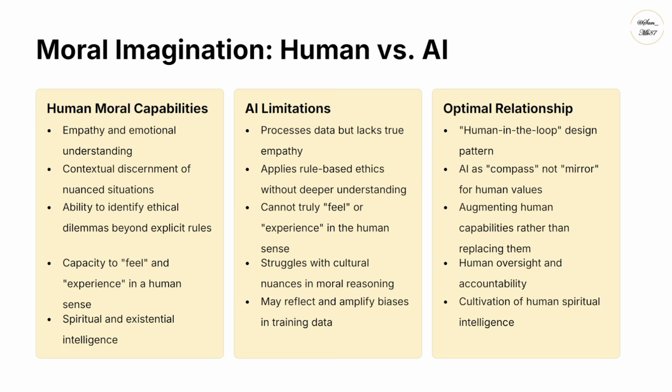So here, one of the key distinctions between human and artificial moral reasoning lies in moral imagination, our ability to empathize, to interpret context, and to anticipate ethical dilemmas. Humans bring empathy, emotion, depth. We can feel what others feel, which is very, I would say, unique. This allows us to recognize moral conflict, even when it is not encoded in rules. AI, by contrast, processes data and applies ethical frameworks, but without actual understanding or experience. So what's the optimal relationship here? Rather than replacing human judgment, AI should augment it. Think of AI as a compass, a tool that helps orient us, but not a mirror that reflects our values perfectly.